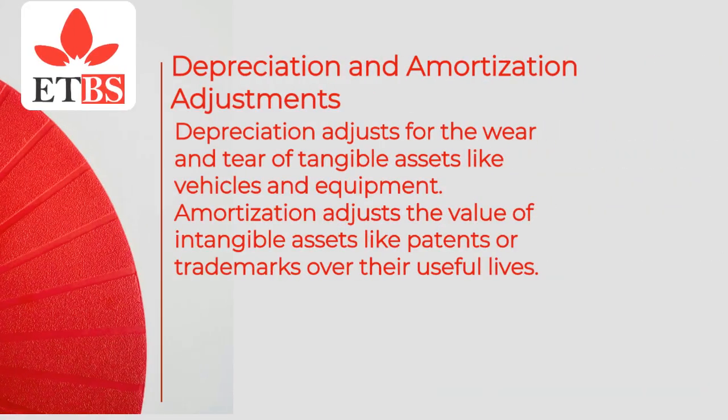Depreciation and amortization adjustments. Depreciation adjusts for the wear and tear of tangible assets like vehicles and equipment. Amortization adjusts the value of intangible assets like patents or trademarks over their useful lives. Example: depreciation entry: Debit depreciation expense, credit accumulated depreciation. These adjustments ensure the value of assets is fairly presented over time.